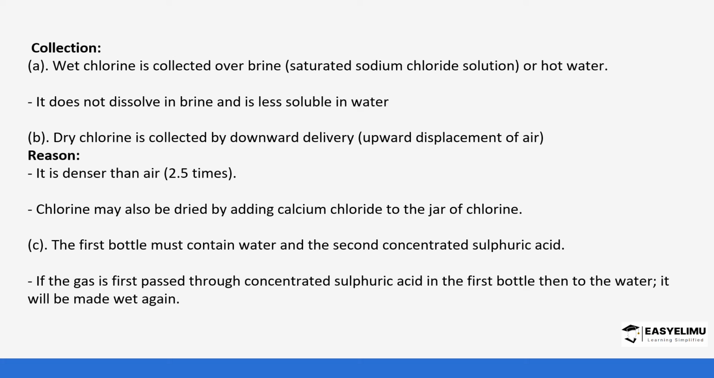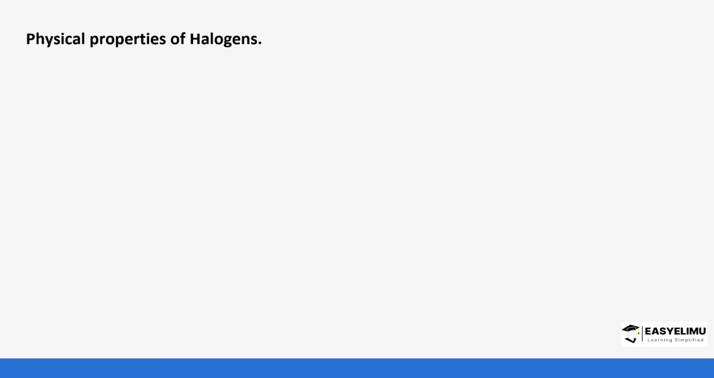So the first bottle that we talked about that contained water, we said it is there to remove the hydrochloric acid fumes. So we cannot interchange those apparatus. We cannot interchange the conical flask with concentrated sulfuric acid with the one with water. Because if we do so, then we will dry it and then pass it again over water, which will cause it not to be dry. So we need to ensure that we start with water, followed by the concentrated sulfuric acid.